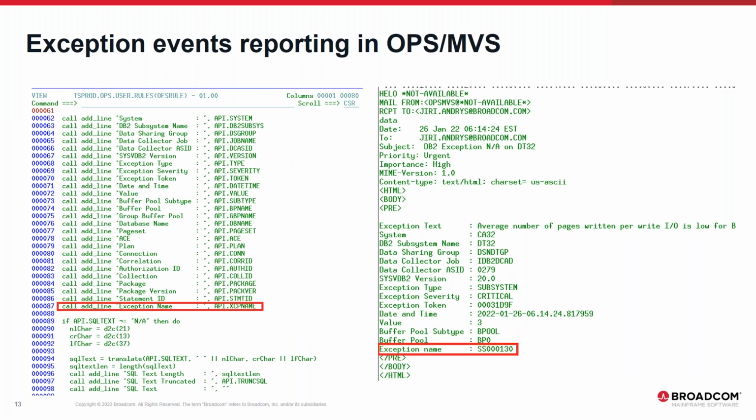The next slide showcases the OPS/MVS reporting that was updated as well. So when an exception alert within CCP for Db2 is triggered based on the defined thresholds that have been set up, you can use the OPS/MVS generic event API to send an event notification that will include the exception names to make it easier to identify it, for example. So you can see here how that was added, the variable API.except name, and on the right side you see the exception name as being sent in the report.